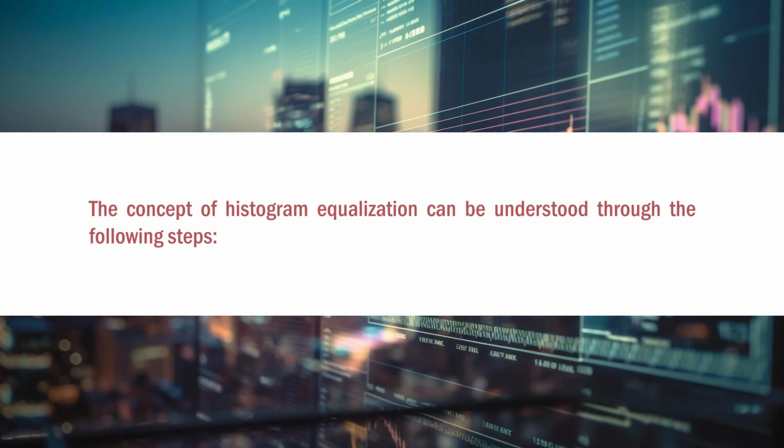The redistribution of the intensity values means we have to redefine the intensity values so that we can get a quality image. For that we have lots of methods. By those methods we can visualize our image more clearly. So, the concept of histogram equalization can be understood through the following steps.